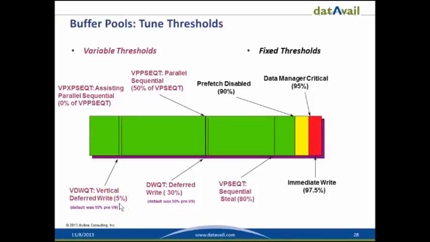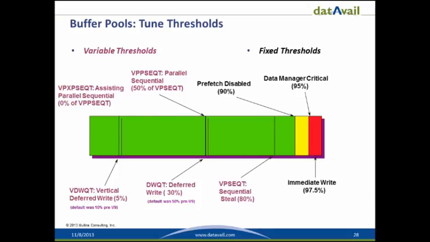We also have VWQT, which is the vertical deferred write threshold. You can think of that as basically the same thing as deferred write, but at the data set level. So by default, if 5% of the pool is allocated to one data set, DB2 starts scheduling write IOs to externalize data pages. Again, 5% probably too high. The other thing you'll notice is as of version 9, the defaults were lowered here, and in my opinion, they weren't lowered enough.